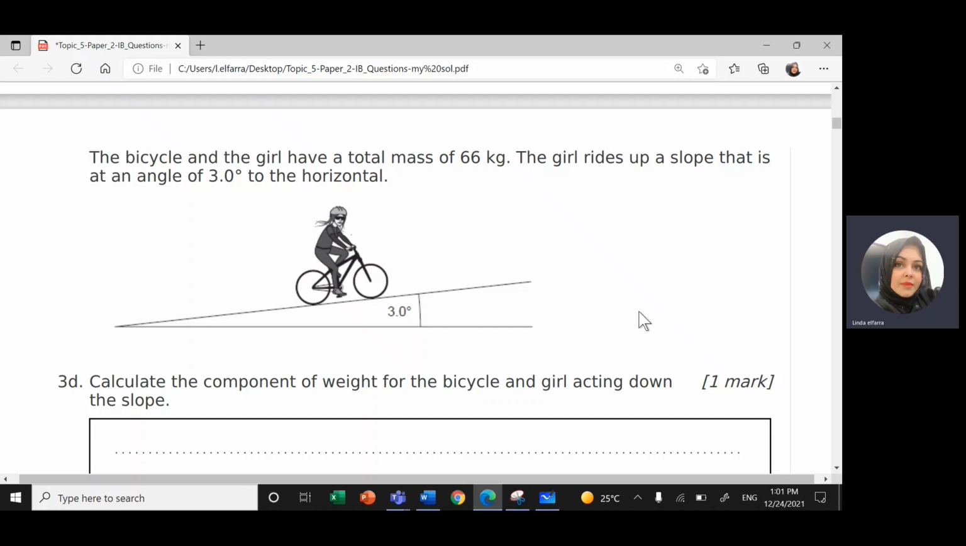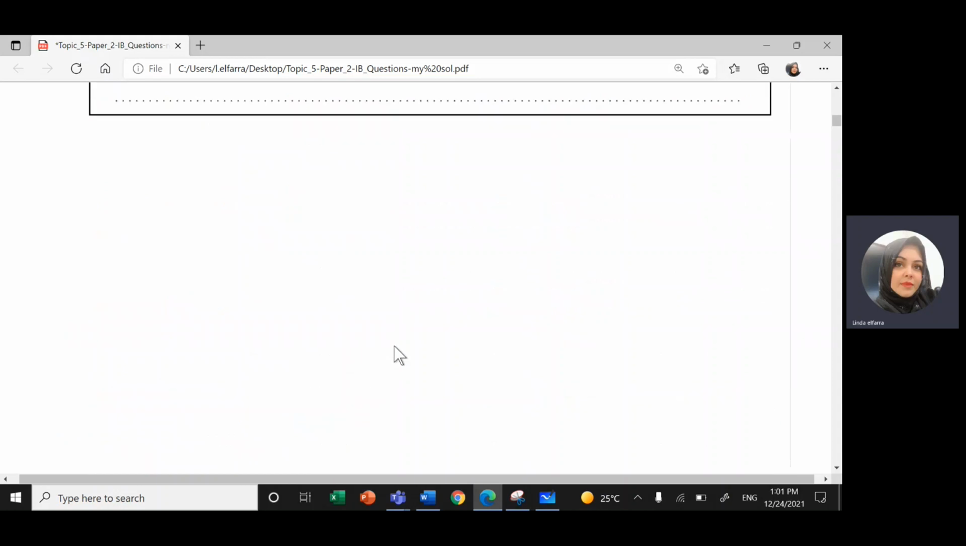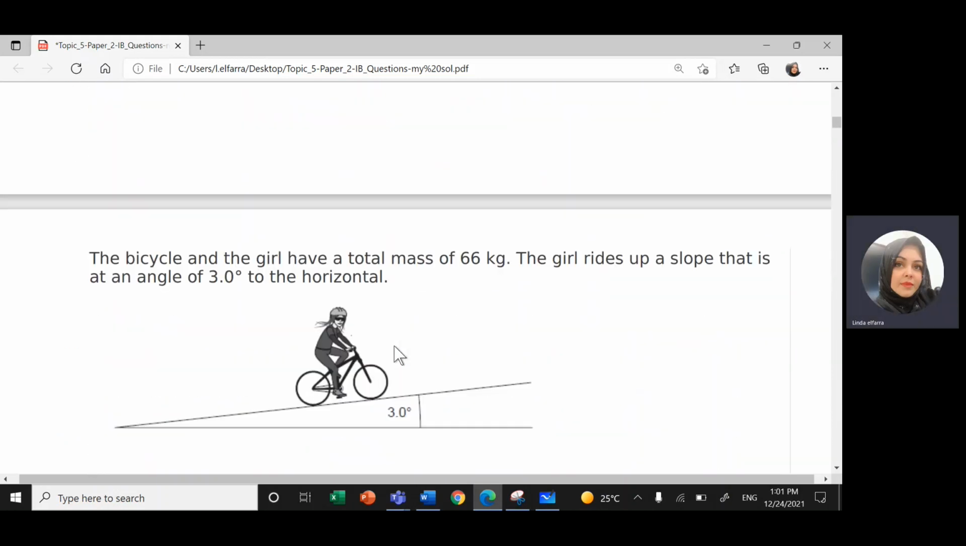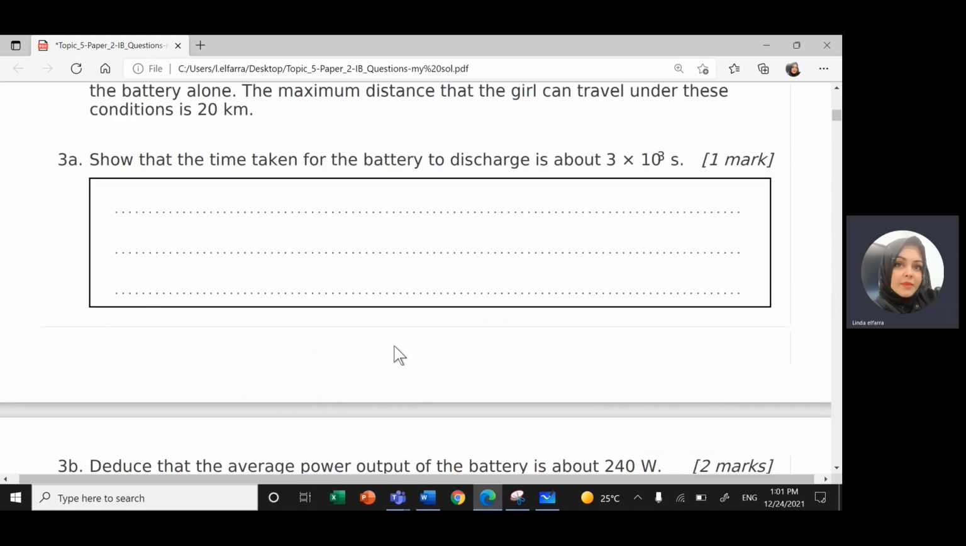Today inshallah we're going to continue with topic 5, electricity and magnetism. We reached question number 3, and this question is related to mechanics, topic 2, and topic 5, electricity and magnetism. Okay, now the question. Let's start the beginning of the question.